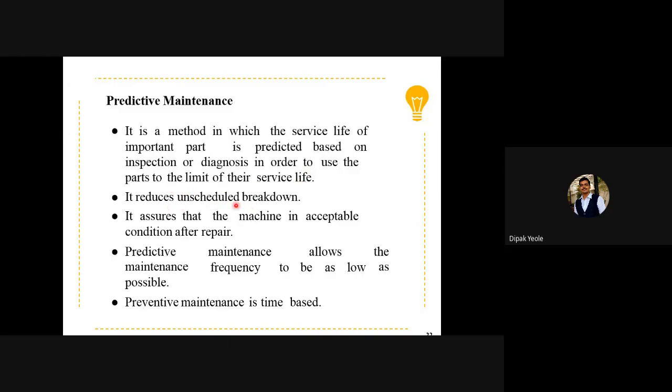It reduces the unscheduled breakdown. It assures that the machine is in acceptable condition after repair. The predictive maintenance allows the maintenance frequency to be as low as possible. सो आपल्याला याची फ्रिक्वेन्सी ही कमीत कमी ठेवायची आहे प्रिडिक्टिव्ह मेंटेनन्सची. अँड प्रिडिक्टिव्ह मेंटेनन्स इज टाइम बेस्ड. सो दिस इज नॉट अ प्रिव्हेंटिव्ह, इट इज अ रिलेटेड टू प्रिडिक्टिव्ह मेंटेनन्स. येस, over the period of time we have to make the predictions of fault.